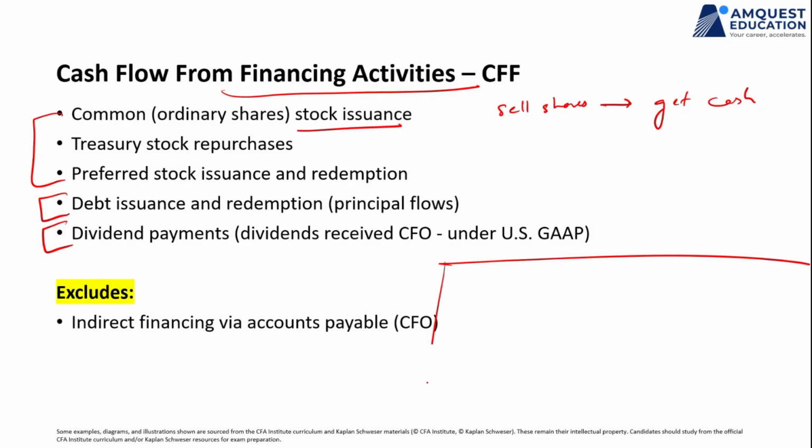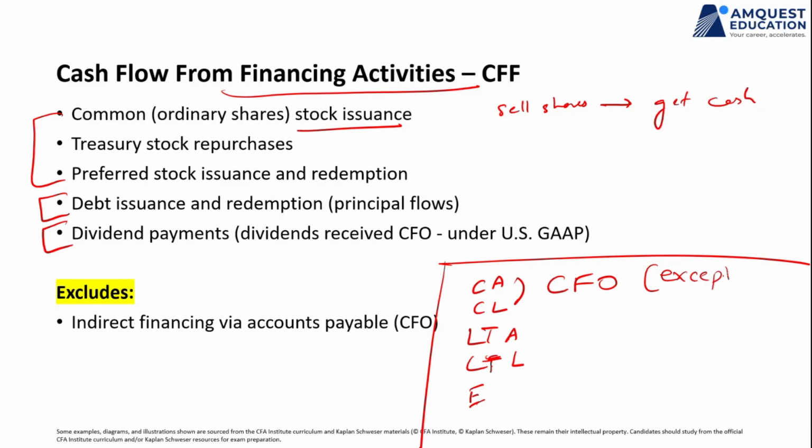Look at the balance sheet. A balance sheet has five components: current assets, current liabilities, long-term assets, long-term liabilities, and equity. Current assets and current liabilities are part of cash flow from operations. The only thing is, except short-term loans. Short-term loans are not part of operations.